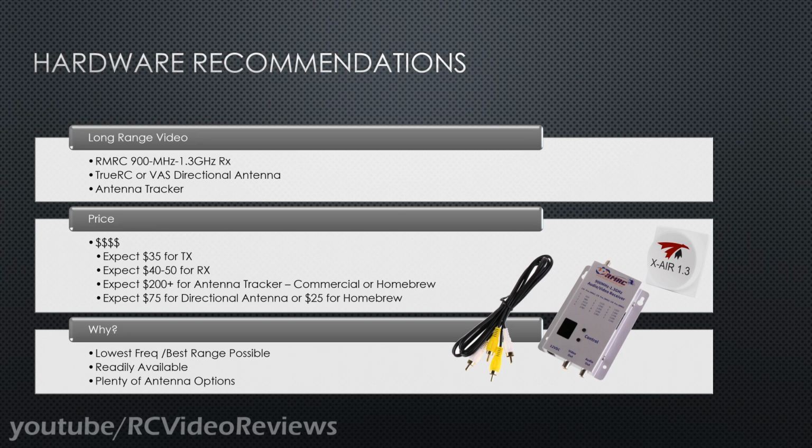Regarding price, I gave this one $4 signs because you're getting into the money now a little bit. You can expect to spend $35 for the transmitter, about $40 to $50 for the receiver, about $200 for an antenna tracker, commercial or homebrew, and you're going to pay about $75 for a directional antenna or about $25 if you make your own. Why do I like this setup the best?